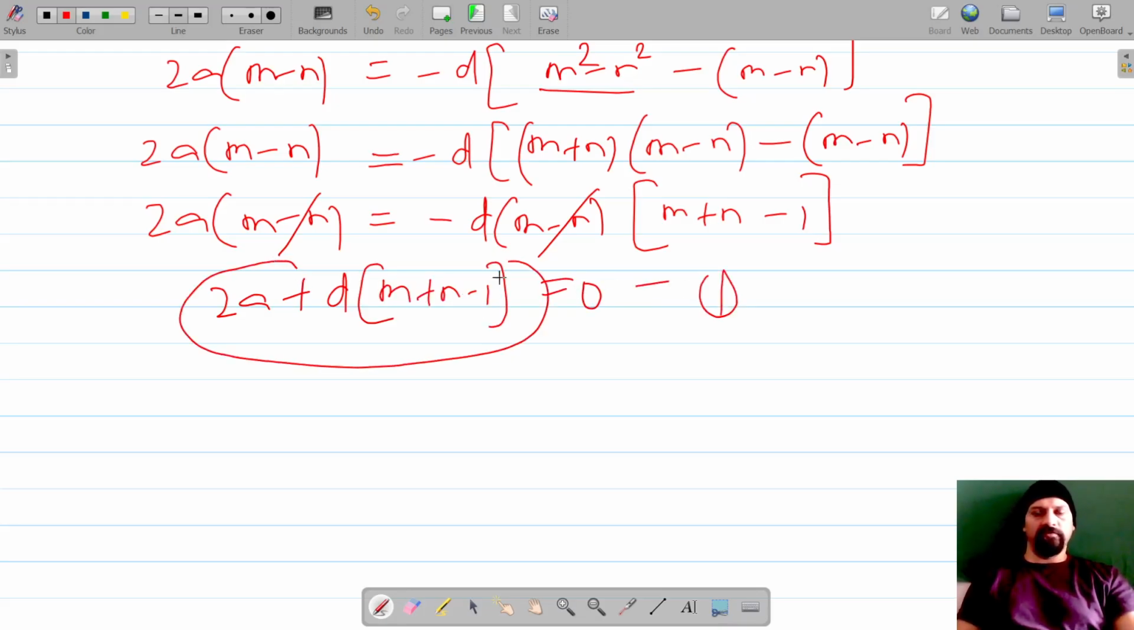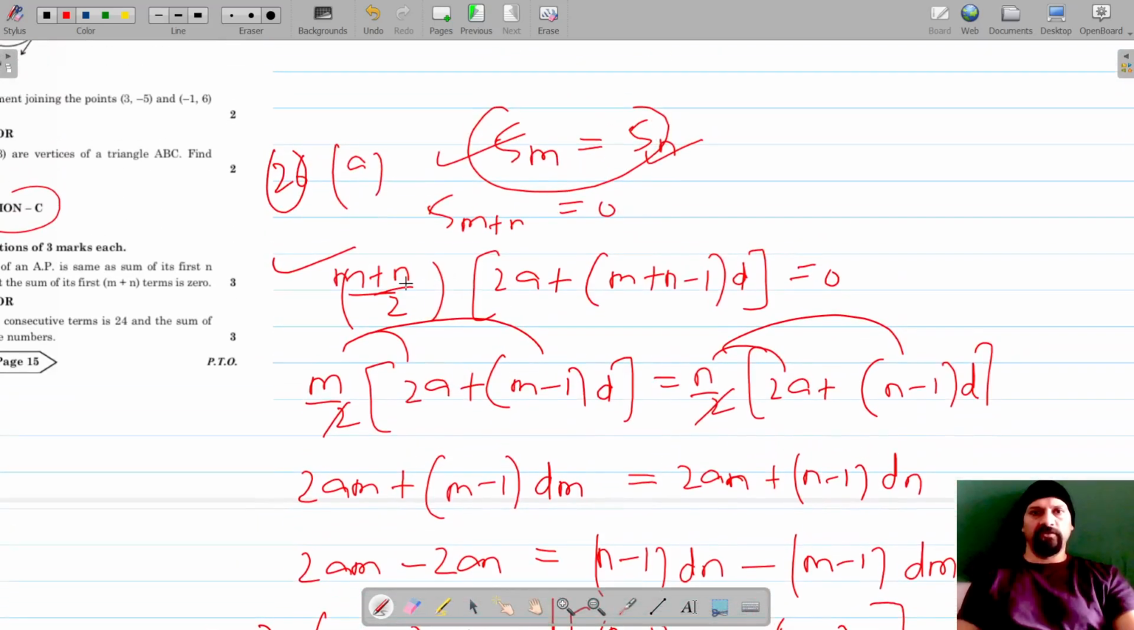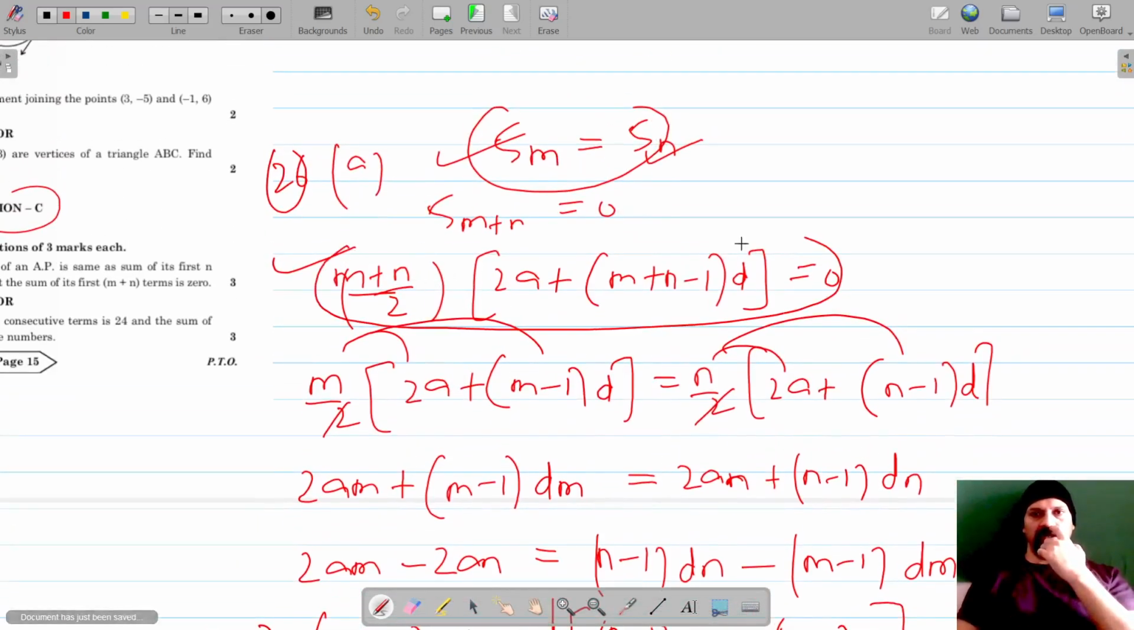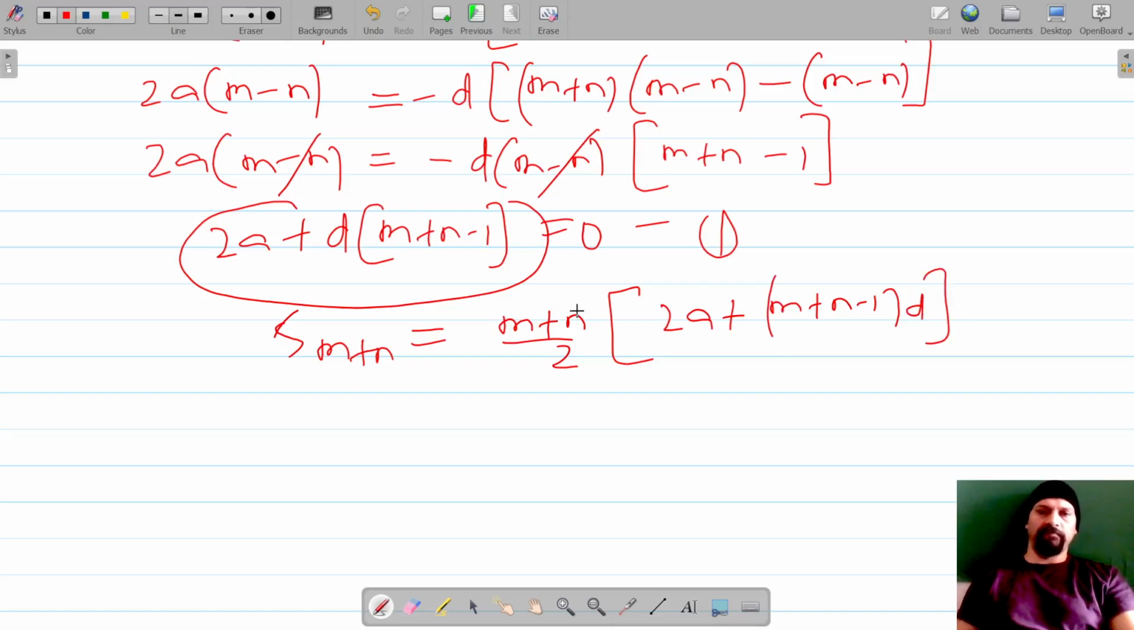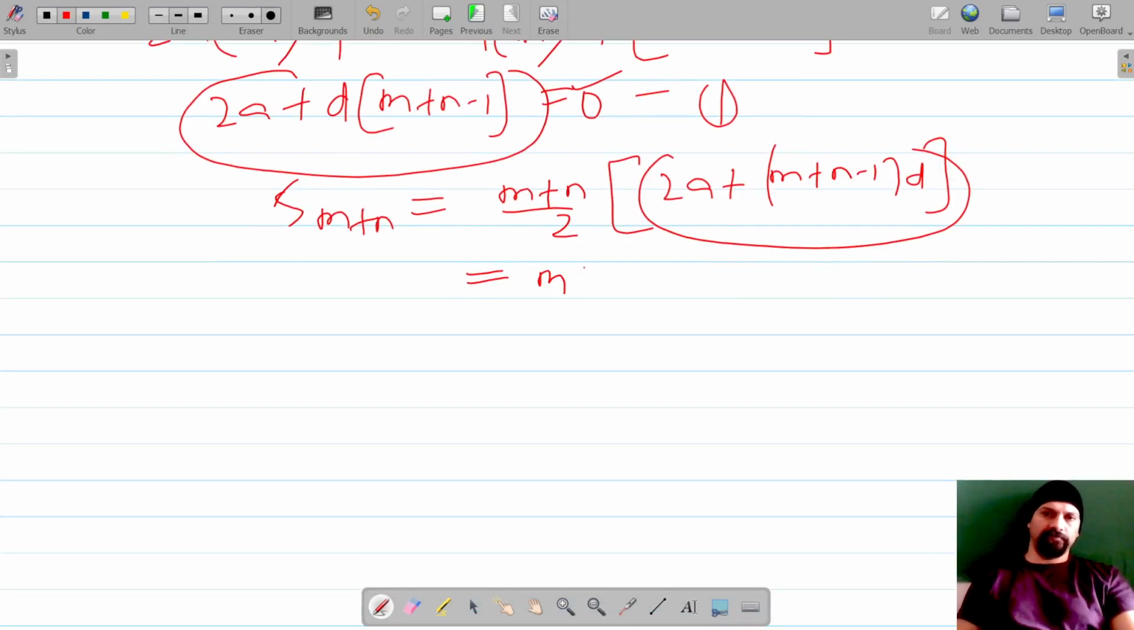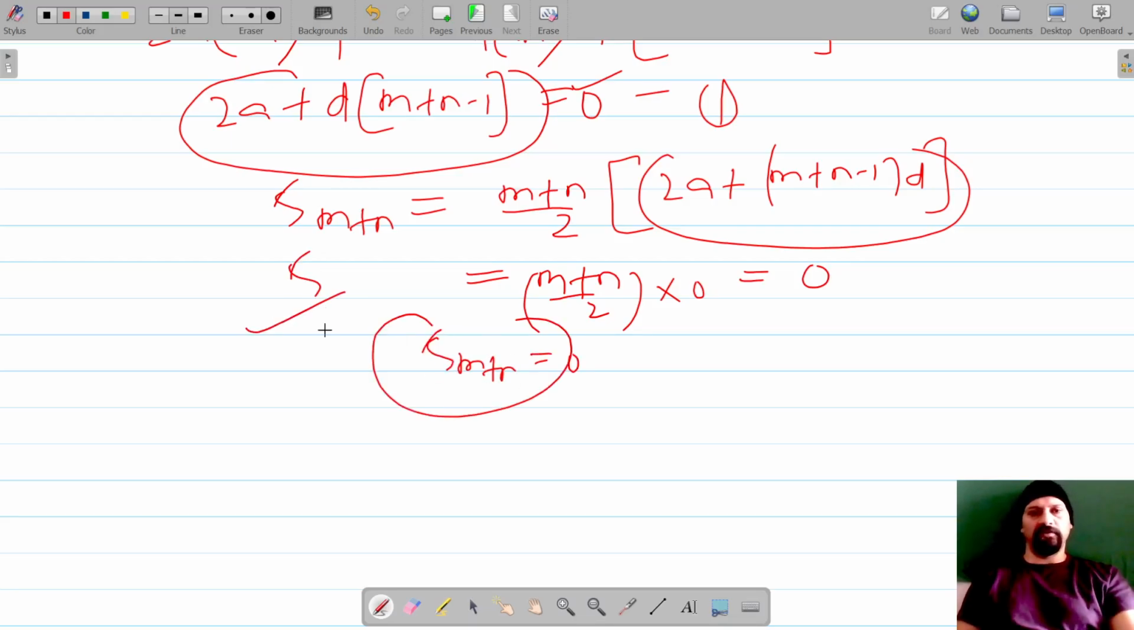Now, if we substitute this value in the sum of m plus n terms, we have to show that the sum of m plus n terms is 0. So the sum of m plus n terms is given by (m plus n)/2 into (2a plus (m plus n minus 1) into d). Now this value is 0, which gives me (m plus n) into 0, and anything multiplied by 0 is 0. So the sum of m plus n terms is 0.